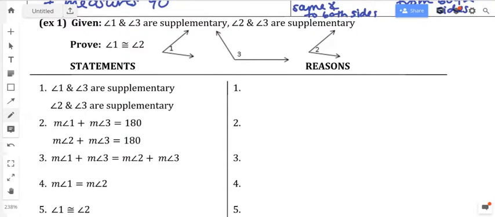We are asked to prove that angle 1 is congruent to angle 2. So, as you can see, we restated the given information for step 1, so reason number 1 would be given, as always.